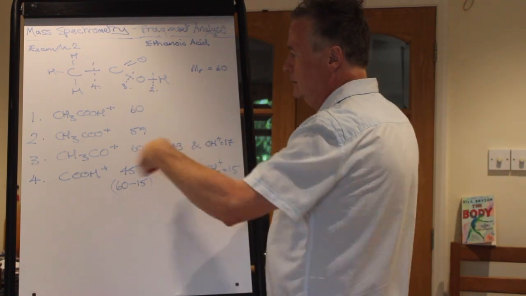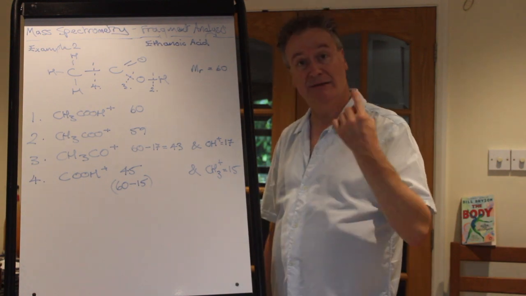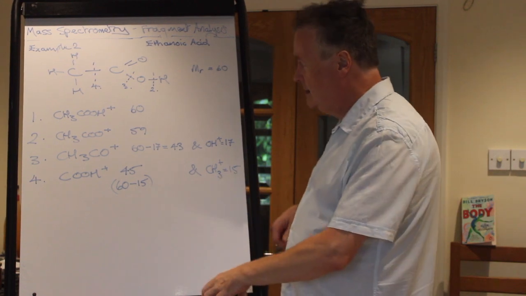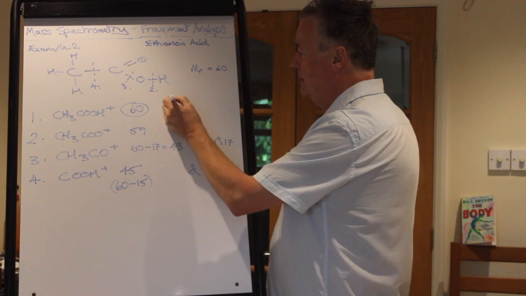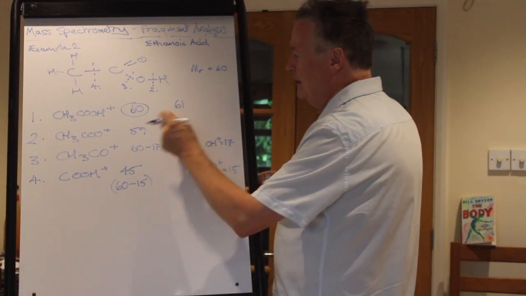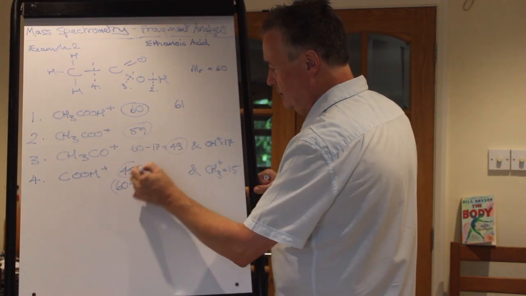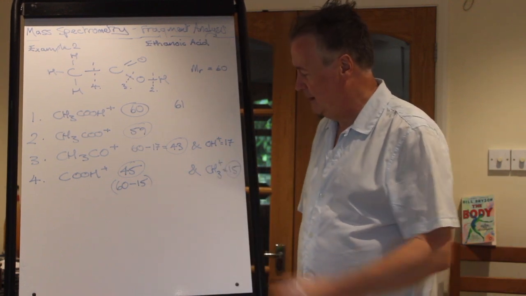Right, so there's the breakdown of breaking up ethanoic acid. Like I said, the reality is you get a whole load of other chatter, but these numbers are going to be the ones that you're looking for. You're looking for a molecular ion peak, and don't forget there'll be a little tiny peak at 61 for the N+1. There'll be one at 59, there'll be one at 43, there'll be another one at 45, and you'll probably be able to detect one at 15.